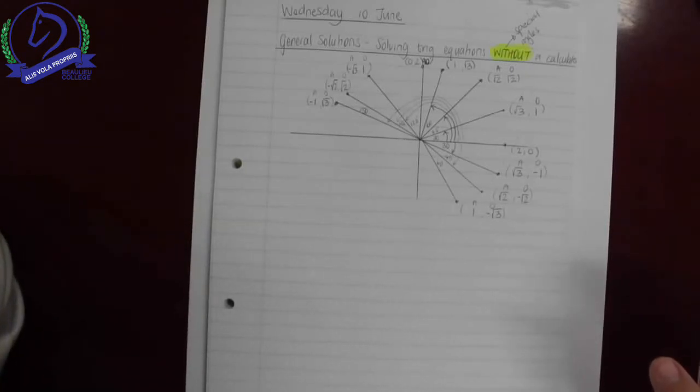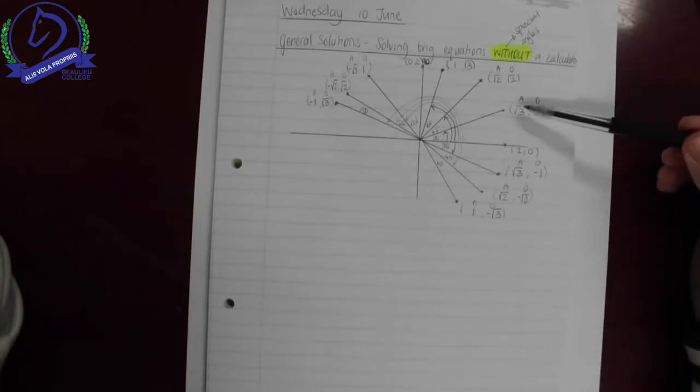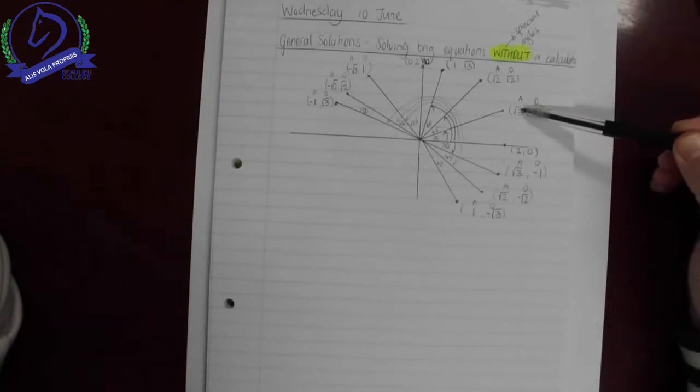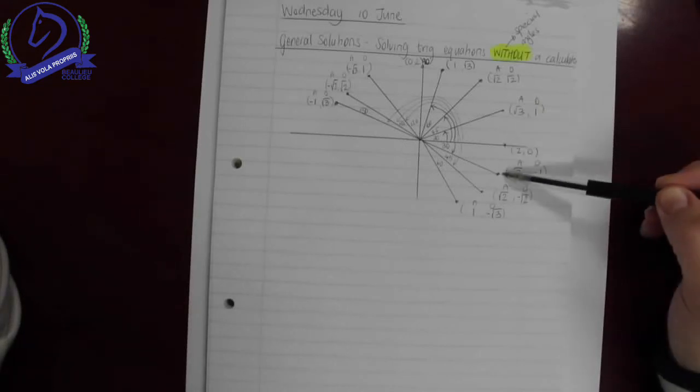Why? Because I'm going to ask you to solve equations without using a calculator. So I'm going to give you cos theta equals square root 3 over 2. Now square root 3 over 2, a over h, can be in my first quadrant, but it can also be in my negative quadrant. Let's look at some examples.